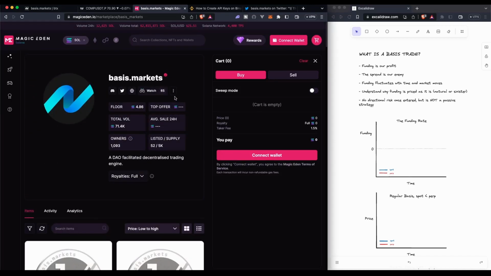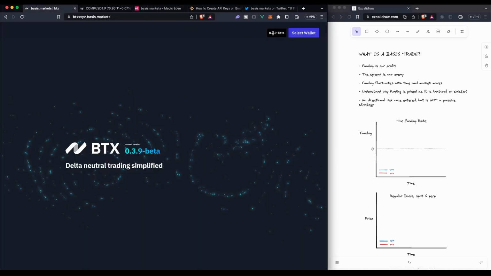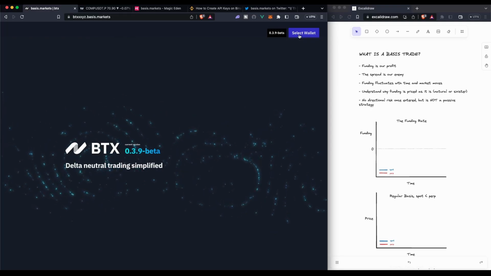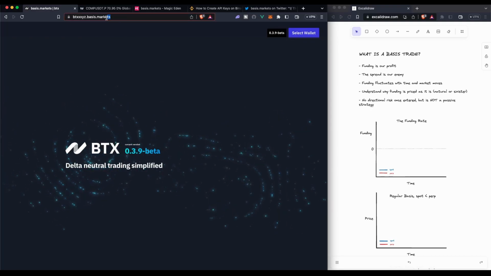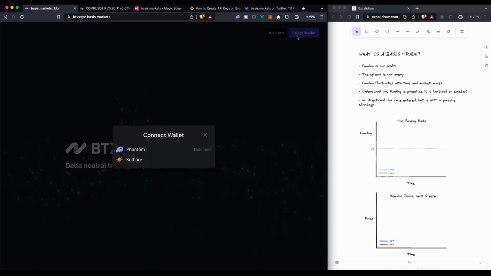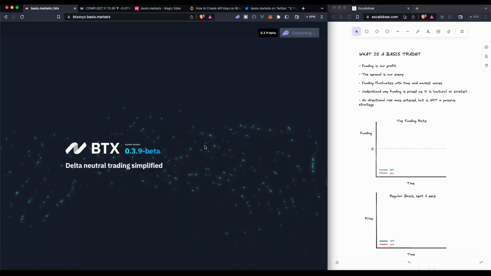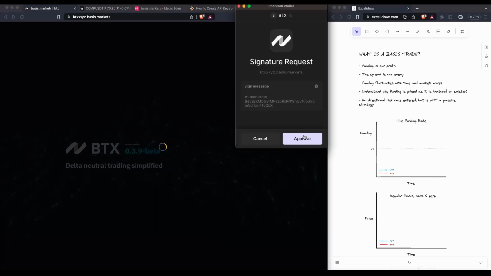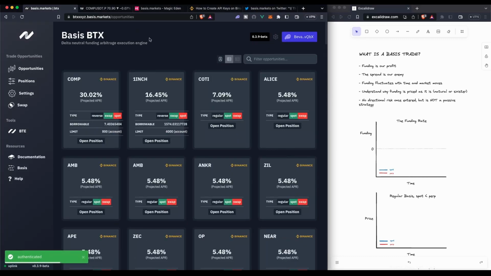So once you've got an NFT, you can now log into the BTX. All that you need to do is navigate to the URL that you see here, btx.xyz.basis.markets, select your wallet with the NFT in it. There we go.